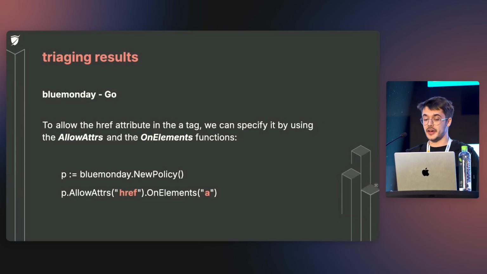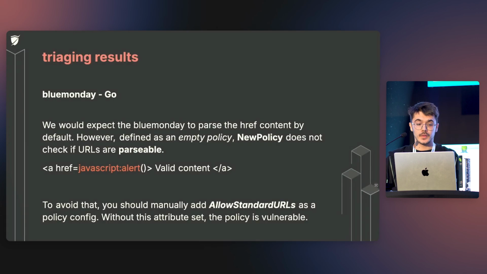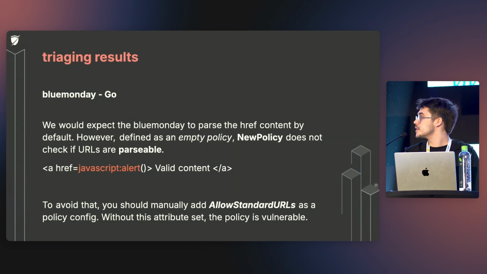So to allow the href attribute in the a tag within the bluemonday library, you can specify 2 functions called AllowAttrs and OnElements. As we can see, you can define the NewPolicy and just call the 2 functions over the policy. So we would expect bluemonday to sanitize the href content by default. However, being defined as an empty policy, NewPolicy doesn't sanitize the content of the href attribute. So we can easily inject some JavaScript code inside the href attribute. And to avoid that, you should manually add an option called AllowStandardURLs. Without it, your policy is vulnerable.